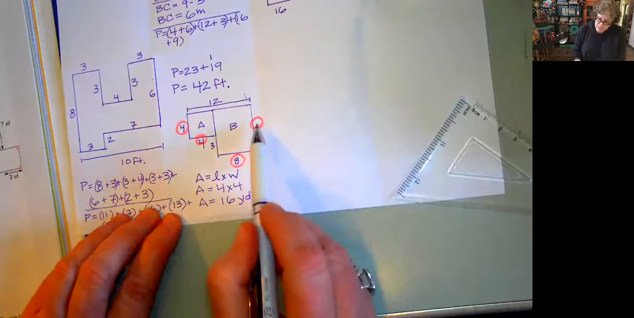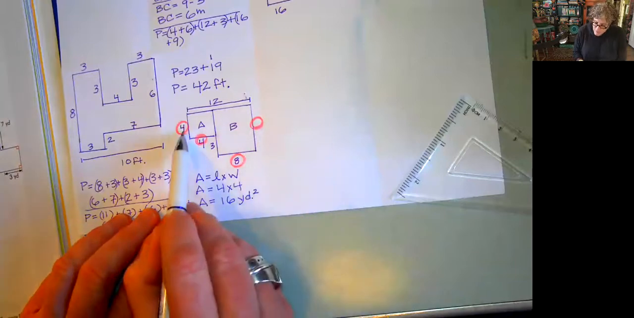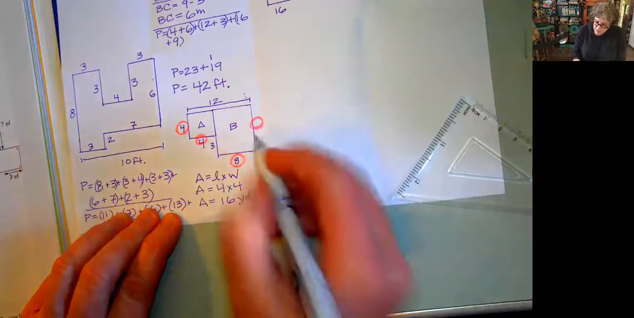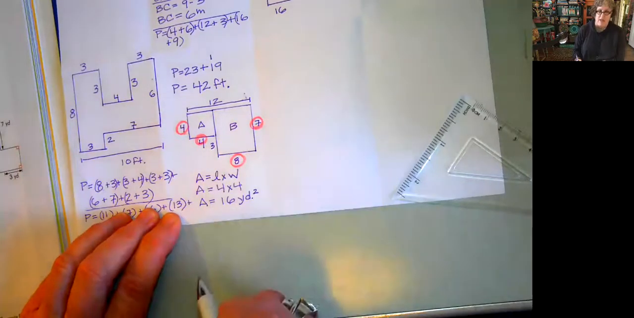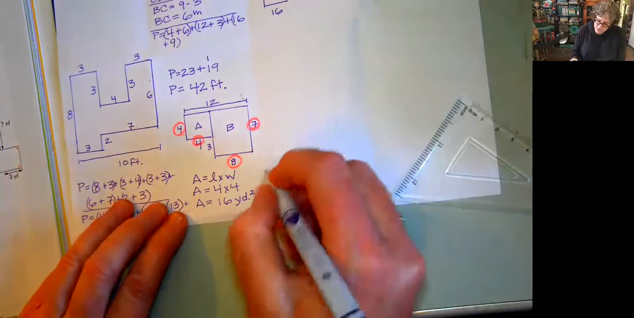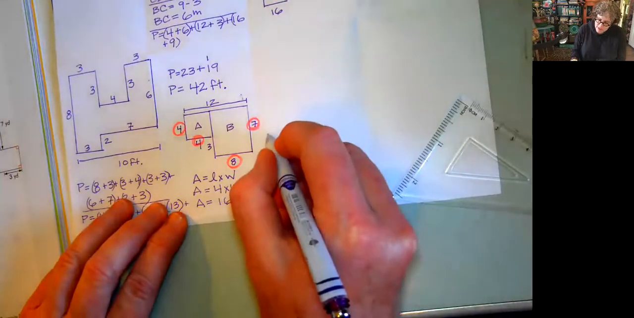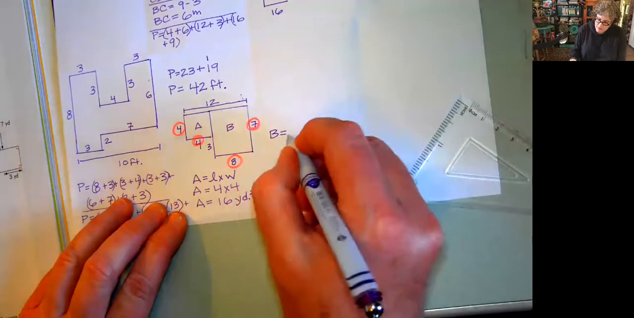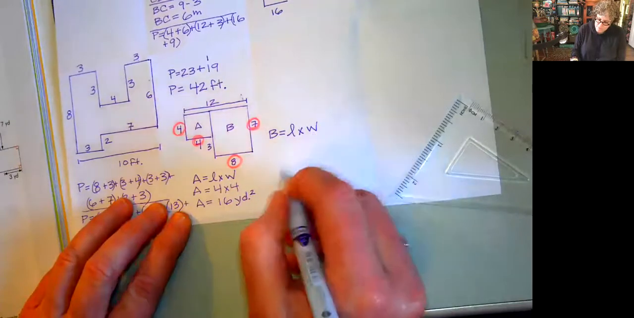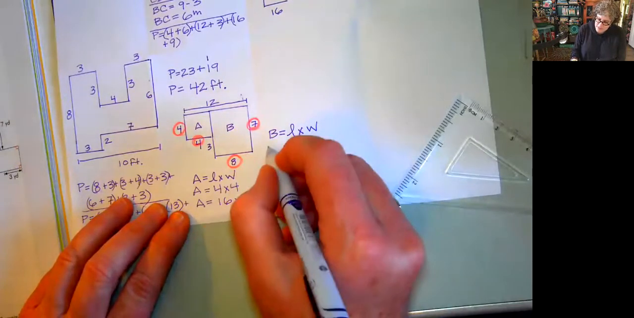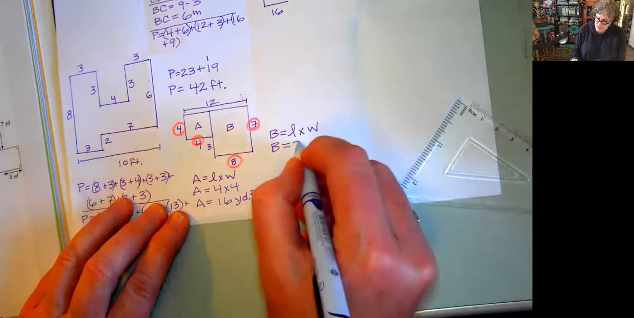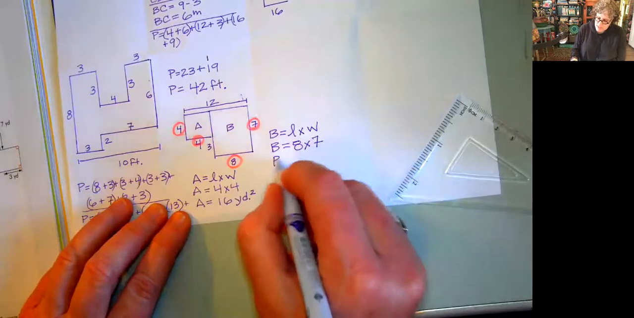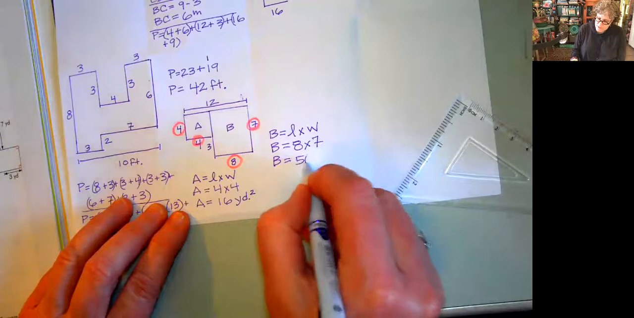Now I need to find this missing number. If this is 4 and I add 3 to it, that's going to tell me the total length. So I know it's going to be 7, right? And now in order for me to find the area of B, I know that B is going to equal length times width, the area of B, and I have 7 times 8. I should put 8 first because that's the length, and 7's the width. So B equals 56 yards squared.